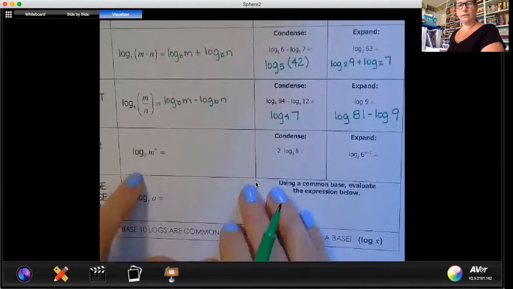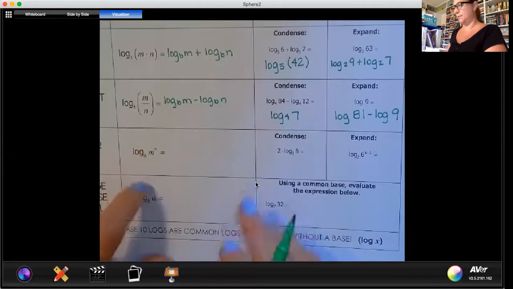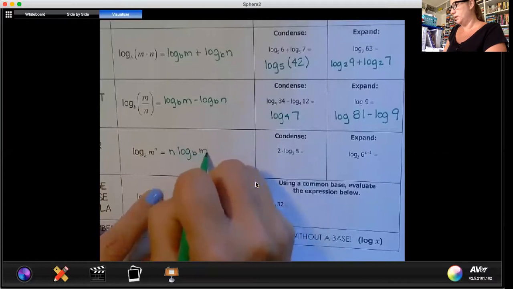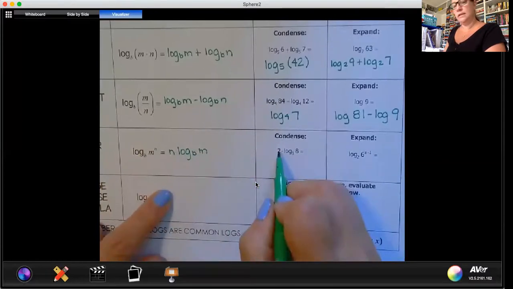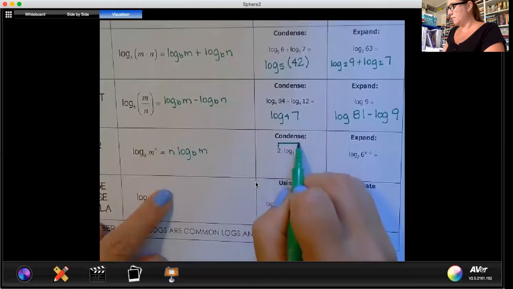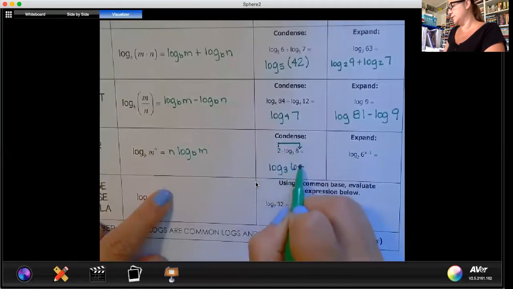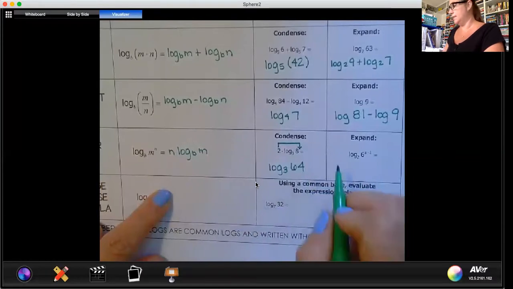The power rule says the exponent becomes the coefficient, or the coefficient becomes the exponent. So to condense, the coefficient becomes the exponent. So log base 3 of 8 squared, which is 64. Expand, the exponent comes down in front.